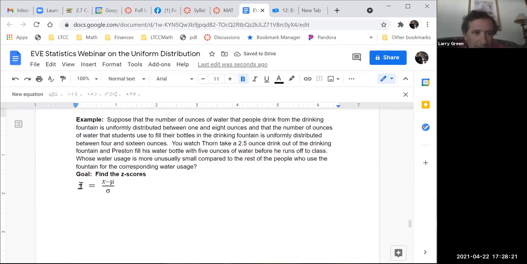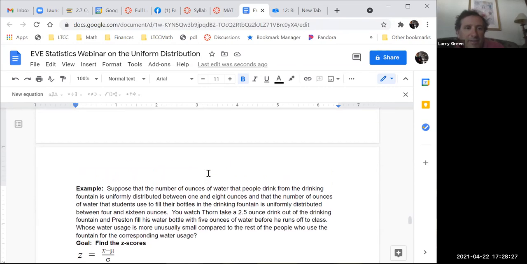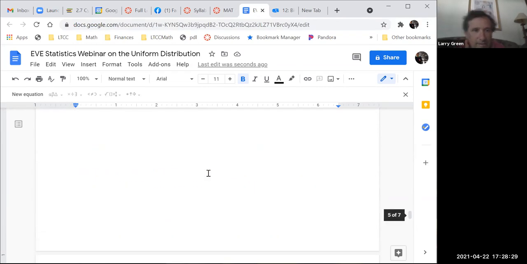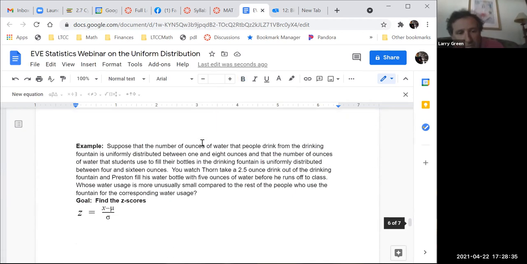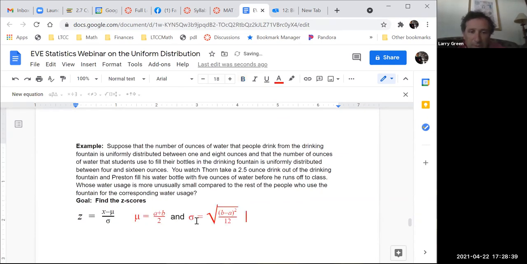So the formula is z equals x minus mu over sigma. Okay, and then just let me copy and paste so we still have it. Mu is a plus b over 2. Sigma is b minus a squared over 12, all under the square root.